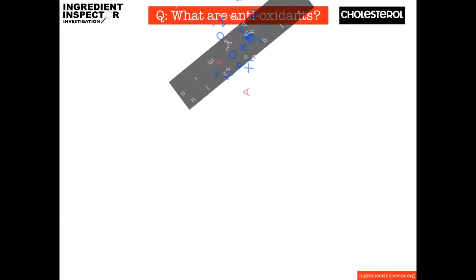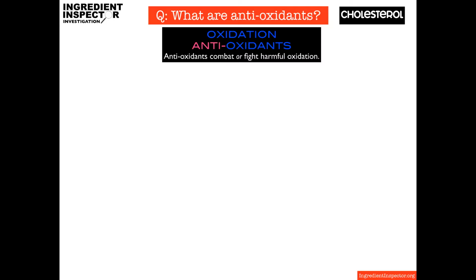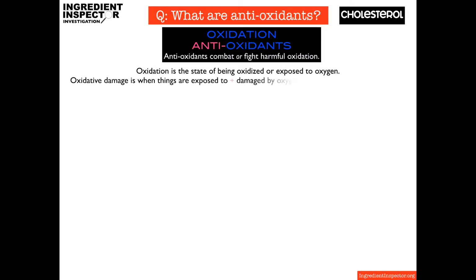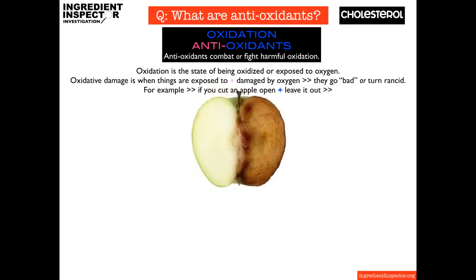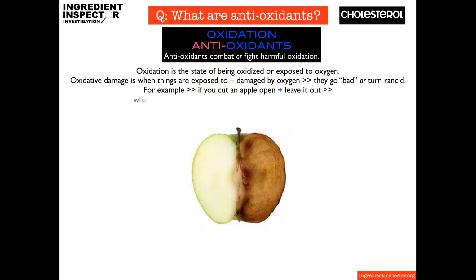What are antioxidants? Antioxidants combat or fight harmful oxidation. Oxidation is the state of being oxidized or exposed to oxygen. Oxidative damage is when things are exposed to and damaged by oxygen. They go bad or turn rancid. For example, if you cut an apple open and leave it out, what you see as it turns brown is the effect of oxidation.